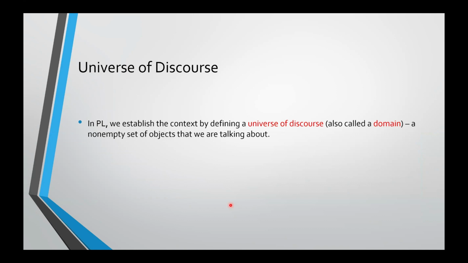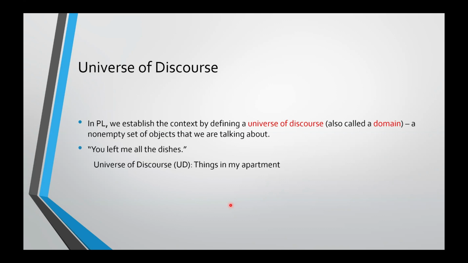What we do is, in order to establish what objects you're talking about, we define what's called a universe of discourse, which is also often referred to as a domain. And this is a non-empty set of objects, and we just specify that these are the objects that we're talking about. It has to be non-empty, right? You can't have the empty set. You're not allowed to just go on talking about nothing in PL.